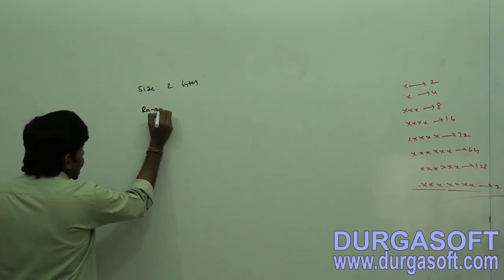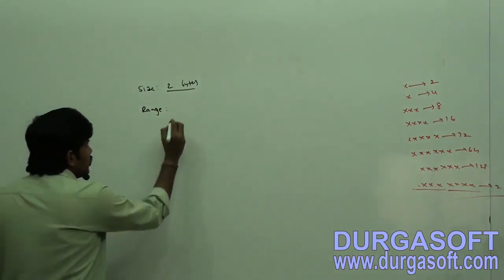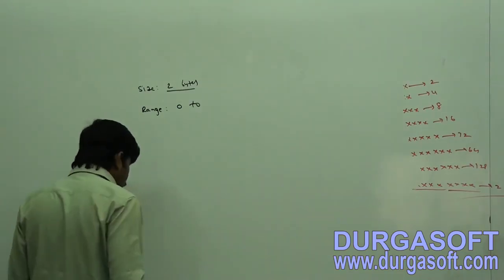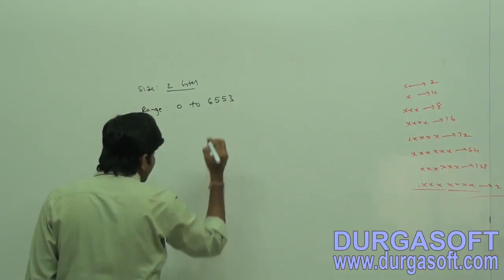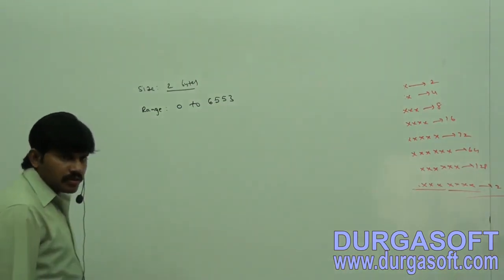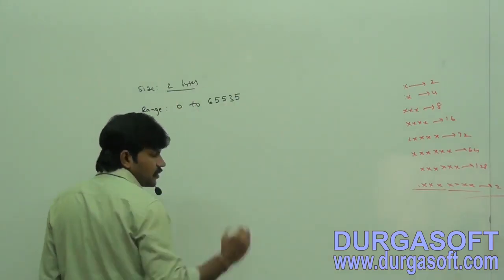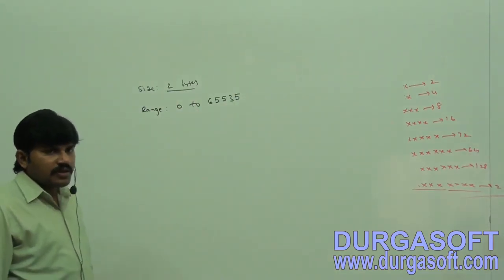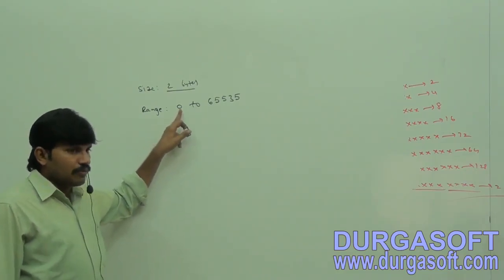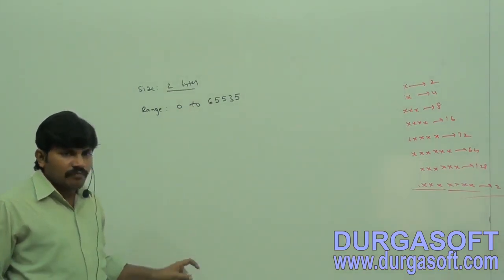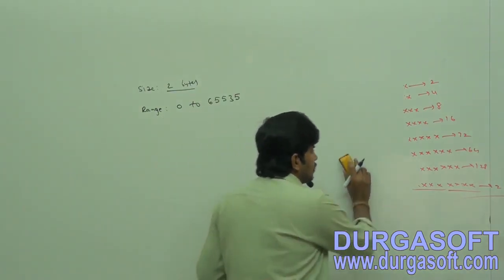Range: 0 to 65,535. Okay, in total 65,536 characters you can represent, but 0 is already included, so 0 to 65,535. That's all. This is the size and the range.